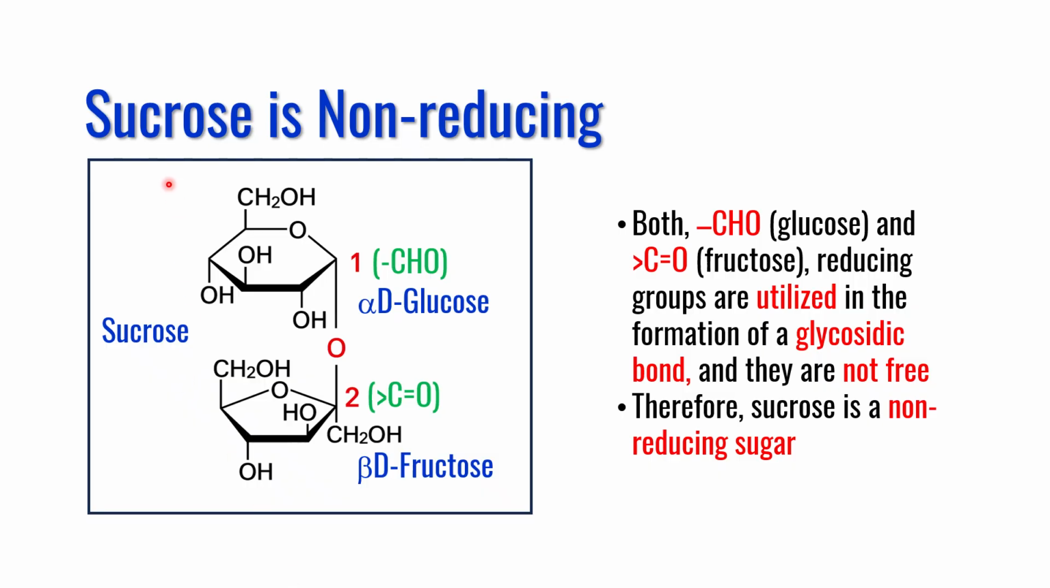Reducing property of a sugar is due to the presence of a free aldehyde or ketone group. However, in sucrose, both carbonyl groups, such as aldehyde in glucose and ketone group in fructose, are utilized in the formation of glycosidic bond. Therefore, in sucrose, there is no free aldehyde or ketone group, and hence sucrose is a non-reducing sugar.